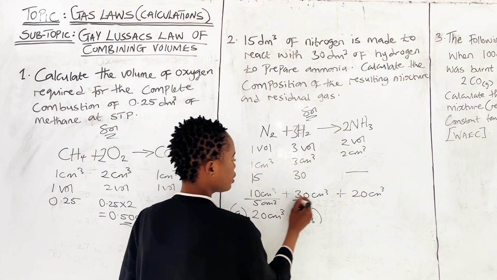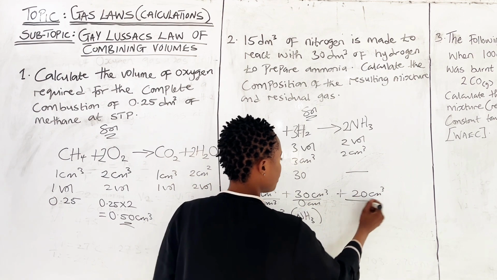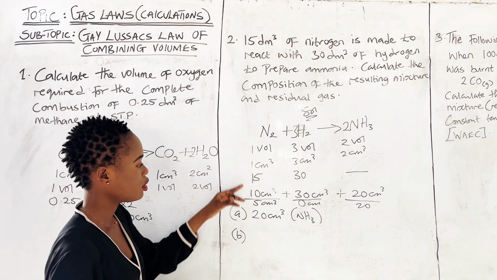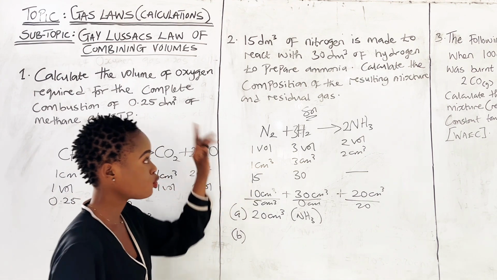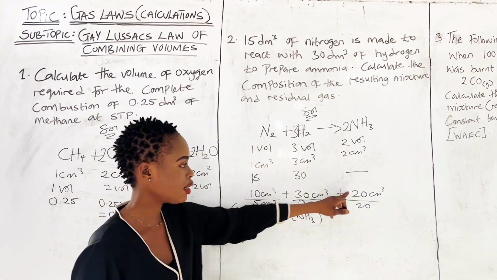Okay, 30 minus 30 is 0 centimeter cube. And then of course this remains 20. So it's minus, not division, minus. So you minus 10 from 15. The 15 we were given in the question minus 10. Then your 30 minus 30 will give us 0, and then your 20.